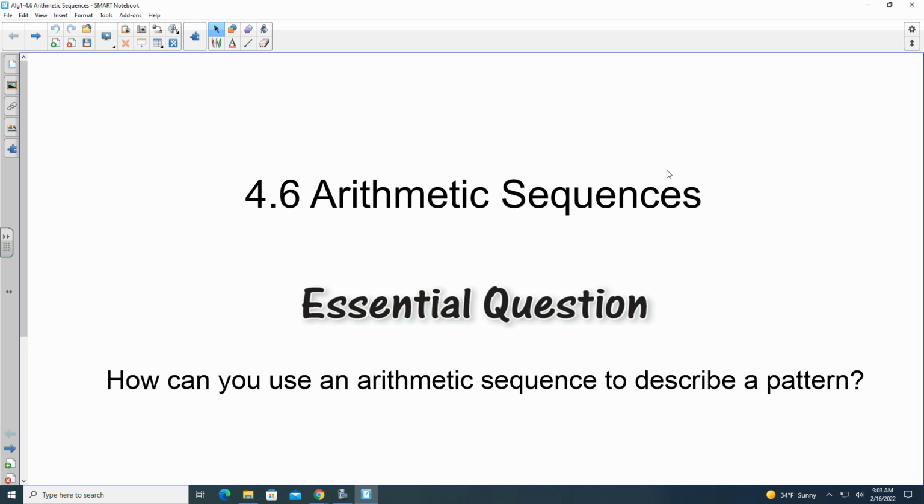Welcome to the video. In this lesson, we're going to be looking at section 4.6, where we're looking at arithmetic sequences. Sequences mean that we have a series of numbers or values in order, and we have to be able to figure out the pattern of it. Everything we're going to be looking at in this lesson is arithmetic. Arithmetic means that the pattern is you're either adding or subtracting the same value each time.